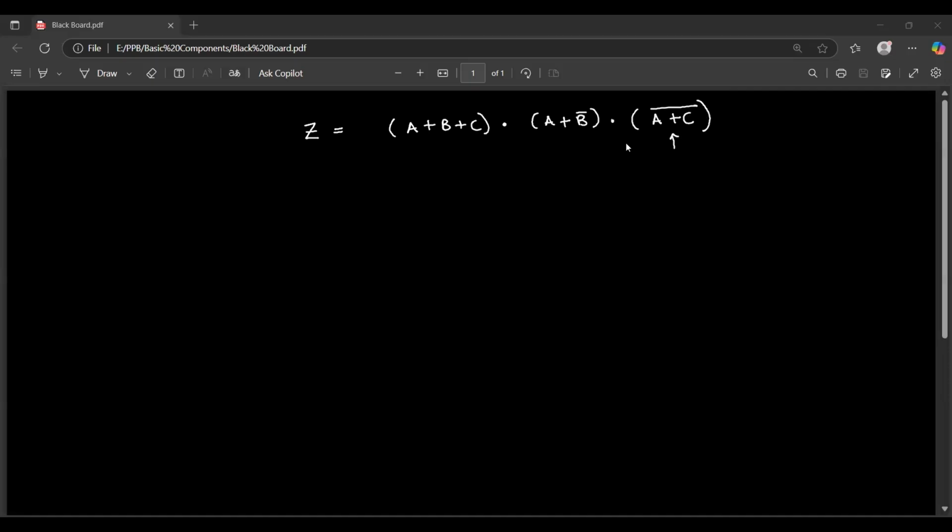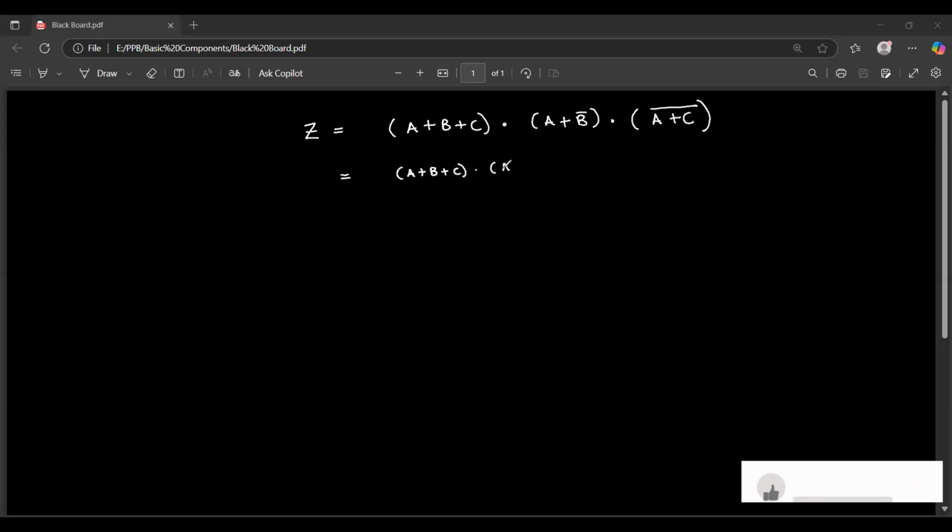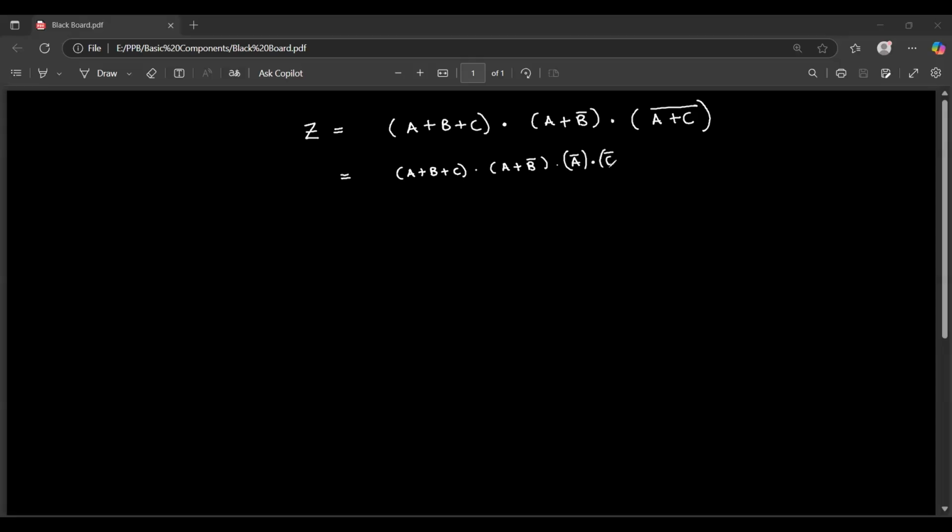So let's do one by one. First of all, let's remove the irregularity. If you remove the irregularity, you'll get (A plus B plus C) into (A plus B bar) into A bar dot C bar. I can directly write it down as A bar dot C bar. Now we will do the SPOS work because this is in POS. At the first step, we just came to POS. Now we are going to SPOS.